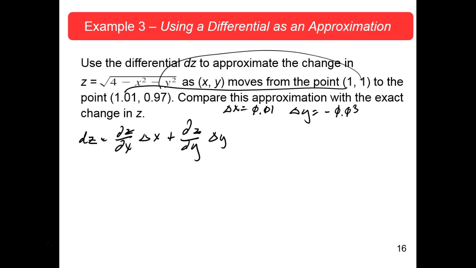All right. So what we have to do is calculate our partial of z with respect to x. So what I'm going to do is rewrite this as 4 minus x squared minus y squared to the 1/2. I like taking derivatives of exponential notation rather than radical notation. It's just easier to do. So what's the partial of z with respect to x?